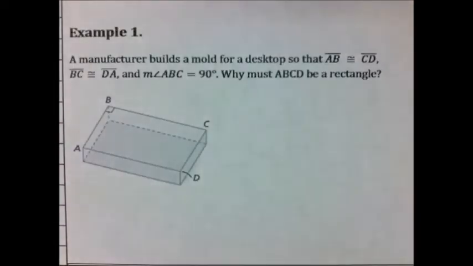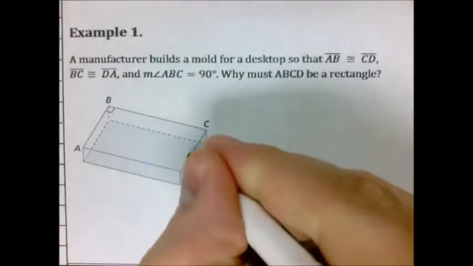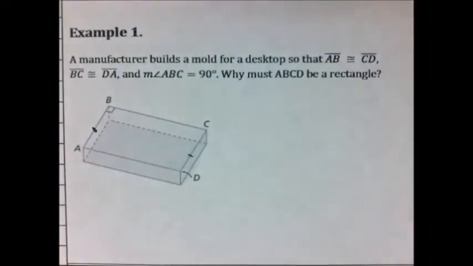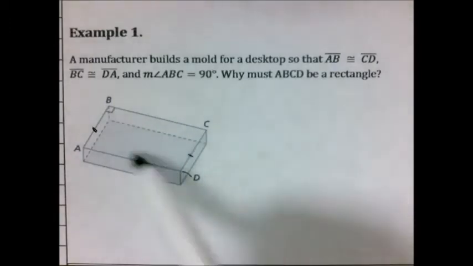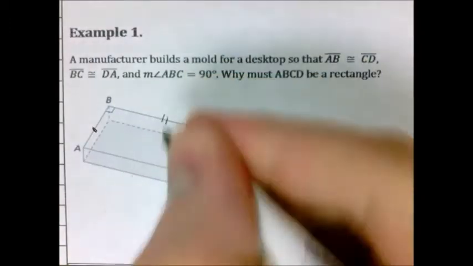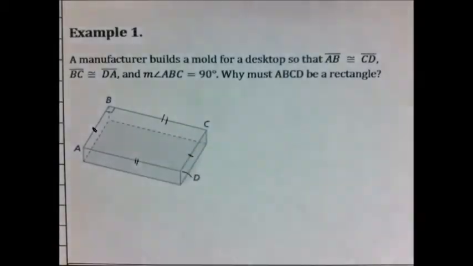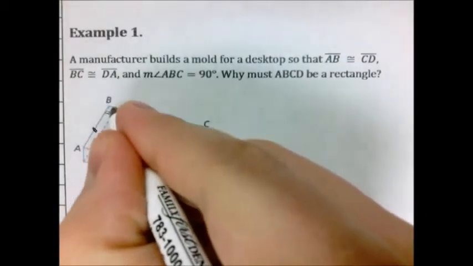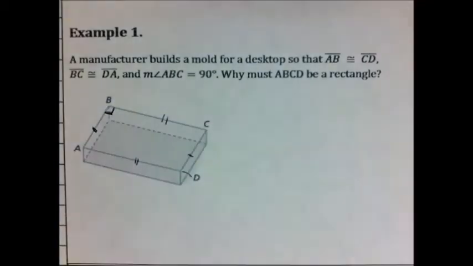So example 1 says that a manufacturer builds a mold for a desktop so that AB is congruent to CD. Let's just mark that real quick. That's talking about these two lines, AB congruent to CD. And then we've got BC congruent to DA. And the measure of angle ABC, this little right angle right here, is 90 degrees.